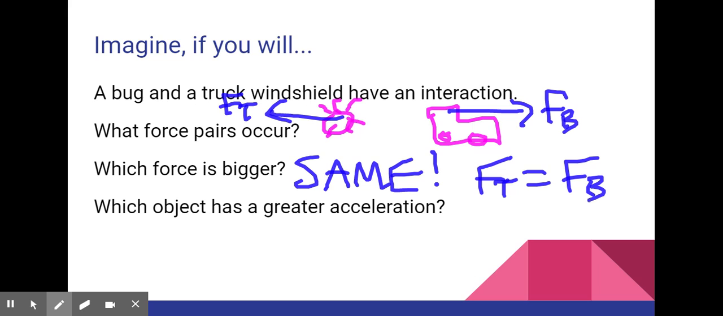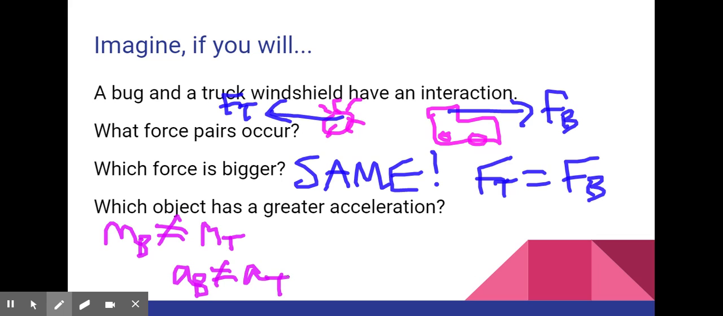So what's different between the two of them? You're thinking, one of these is much more massive. The truck is huge and the bug is so tiny. So why do they have the same force? Well, they have the same force, but their masses are different and their accelerations are different. So mass is not the same: m bug does not equal m truck. Their accelerations are also not going to be the same: a bug does not equal a truck. Our accelerations are going to be different in this situation because our masses are different.